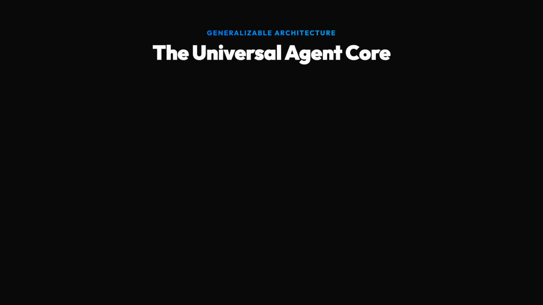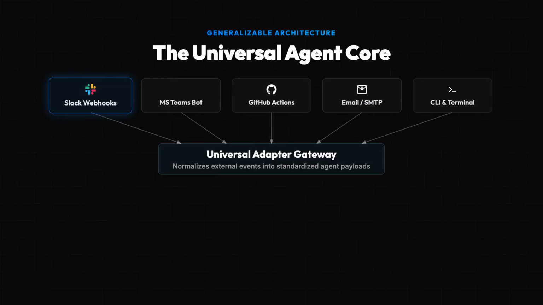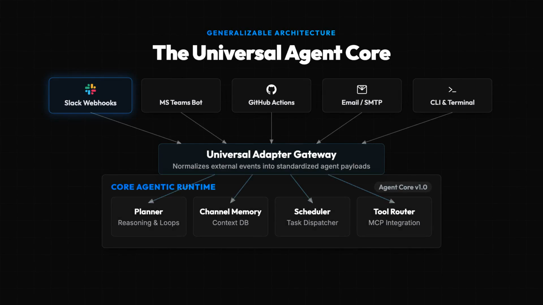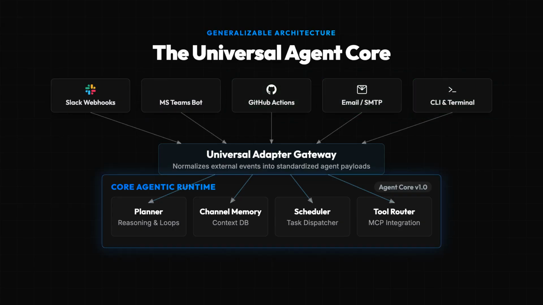While the current beta of Claude Tag is focused on Slack, the underlying architecture is generalizable. Slack is simply the first interface adapter. The core innovation of Claude Tag is the agentic runtime, the planning loops, the channel memory system, the scheduler, and the tool router. By separating the core runtime from the interaction interface, we can deploy this digital coworker across many channels. The same runtime can listen to Microsoft Teams channels, review code on GitHub pull requests, respond to emails, or interact with developers via a terminal.